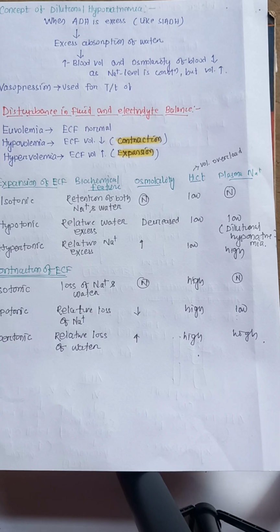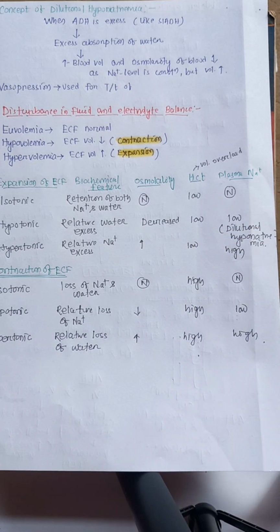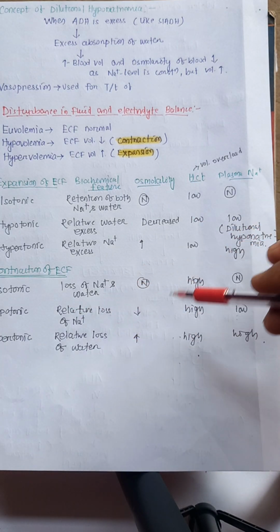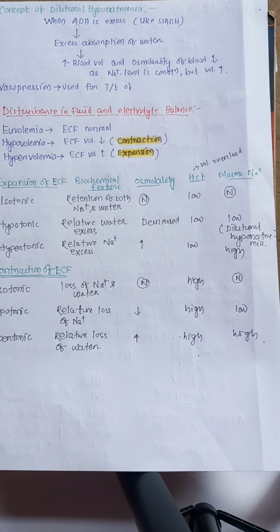You should know this. Hypotonic means relative water excess, as in SIADH, where there is dilutional hyponatremia. And similarly, you should remember and know this. If you understand one thing, then other things become very easy.